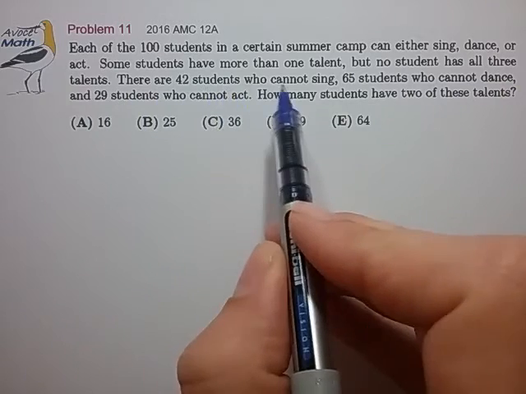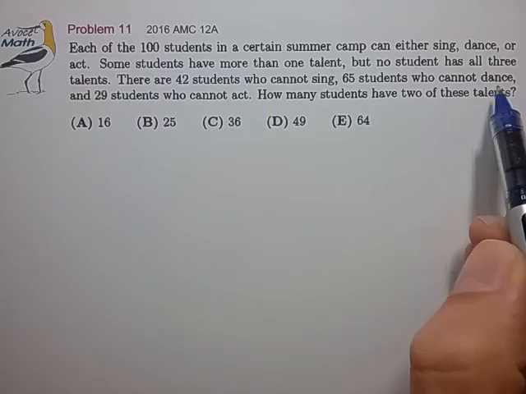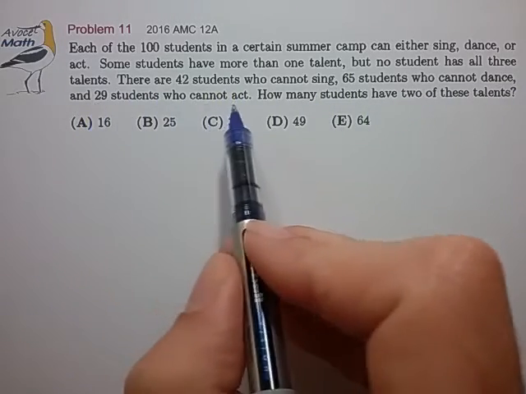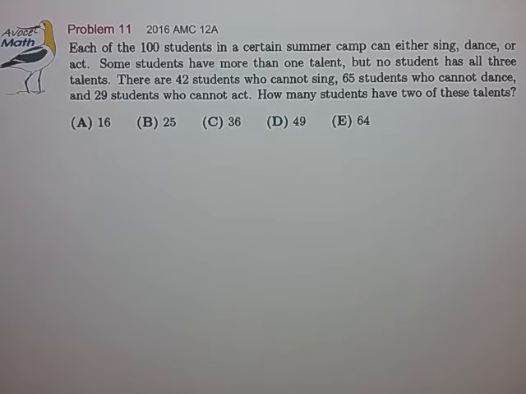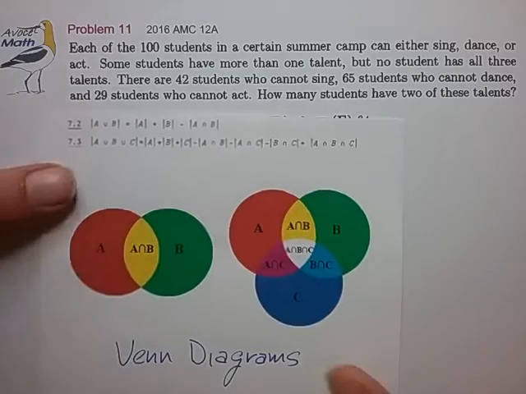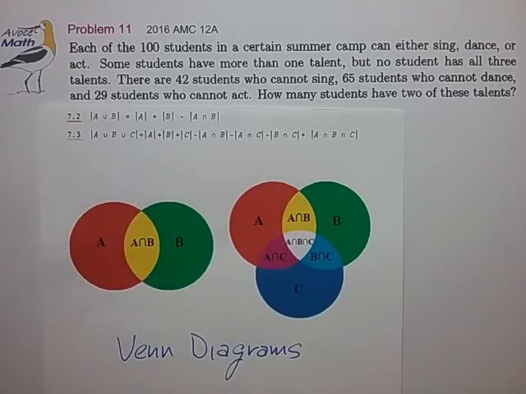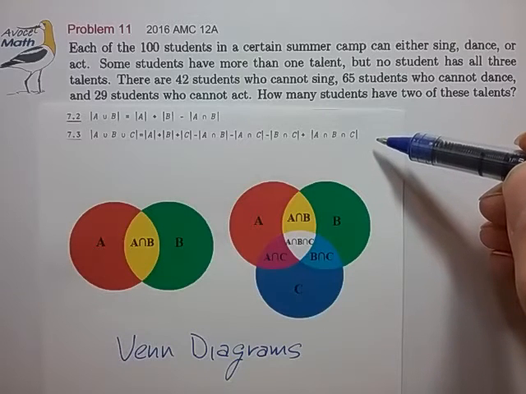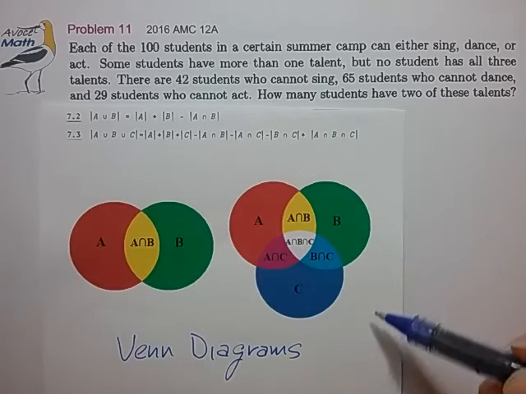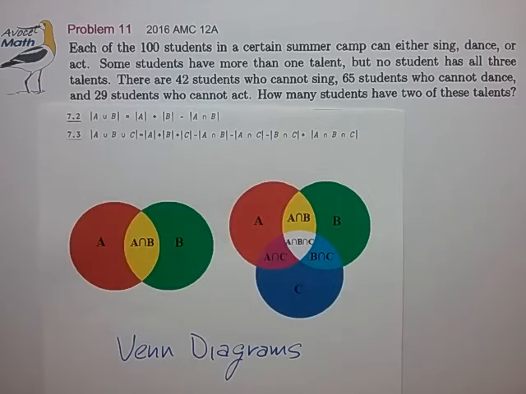There are 42 students who cannot sing, 65 cannot dance, 29 cannot act. How many students have two of these talents? So again, this looks like a three-category Venn diagram problem. When you're working with these types of problems, you can work in one of two equivalent forms. One is an algebraic form that we call the inclusion-exclusion principle, and the other is a picture form that we often just call the Venn diagram.